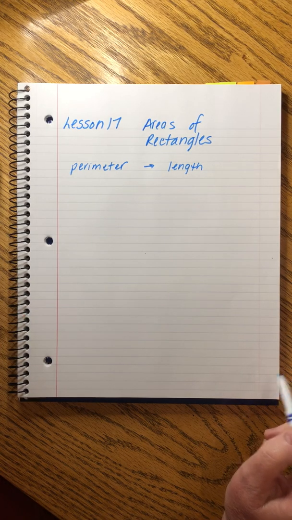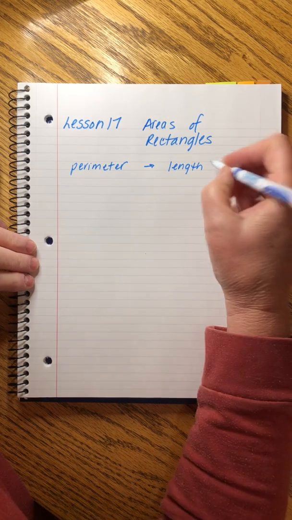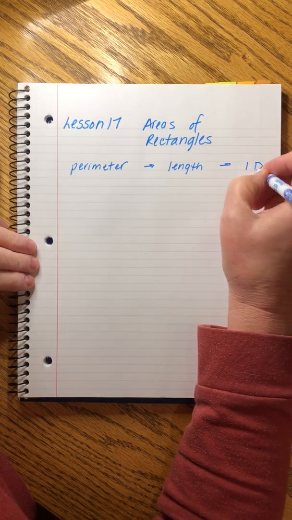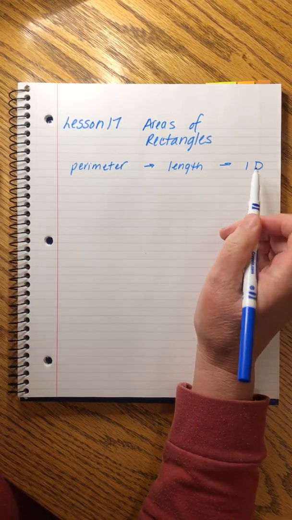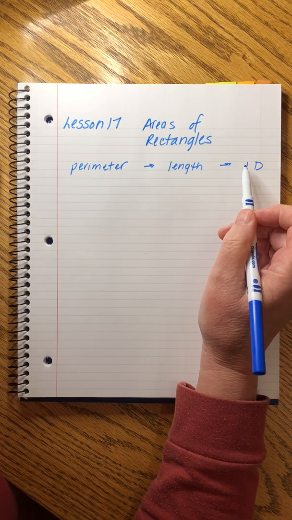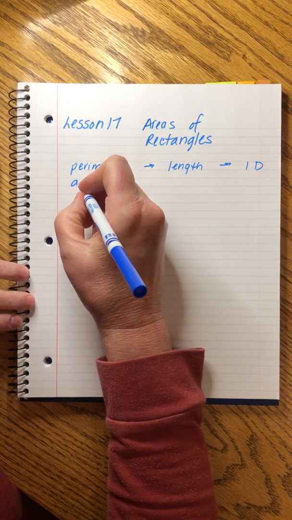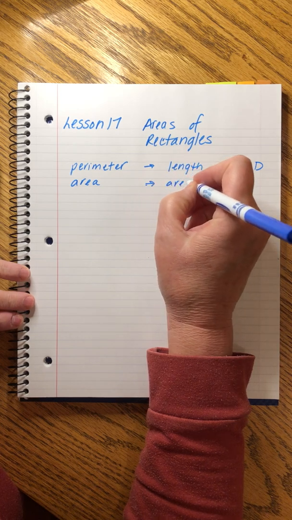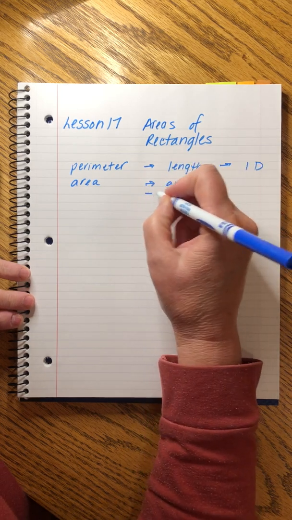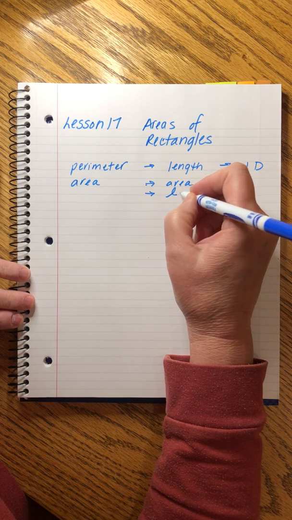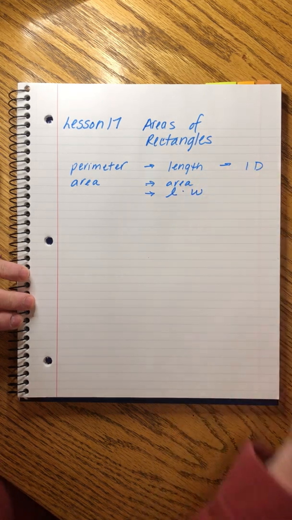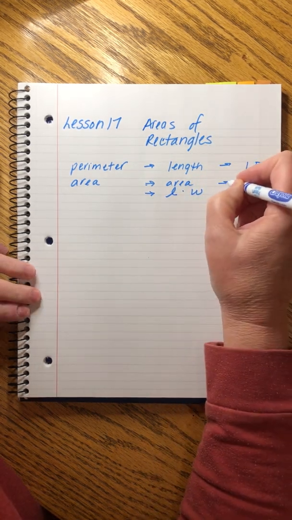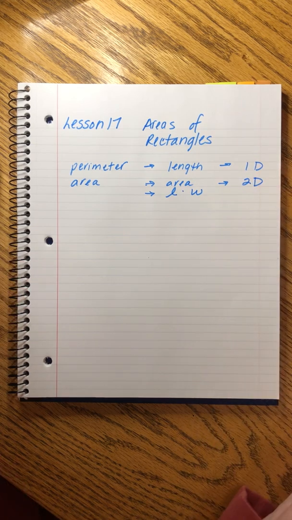How long is that piece of string going to be when I go all the way around? All right, when we're talking about area, one thing: this is one dimension, not one direction, one dimension. One direction is a whole different thing. But area measures length times width, and it gives us a two-dimensional answer.